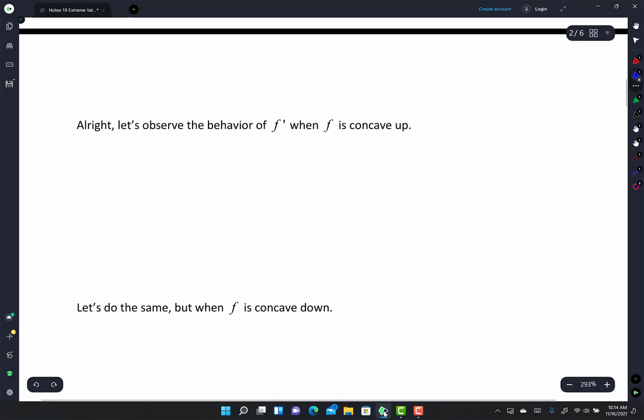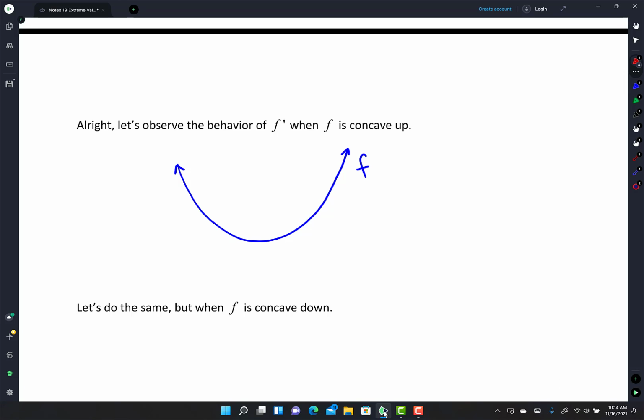So let's observe the behavior of f prime when f is concave up. So I'm going to draw a strictly concave up function. So here is a concave up function. We're going to call this f. You guys ready? I want you to tell me what is happening to f prime. So check it out. F prime at that moment is some negative value. Assign it a negative value like negative 10.